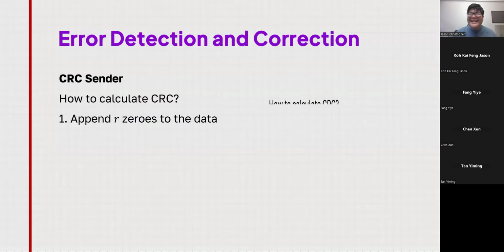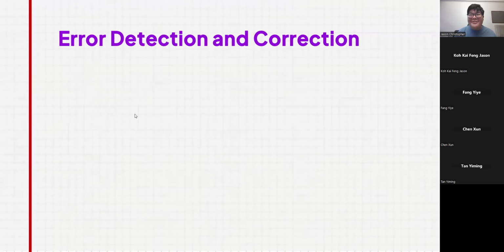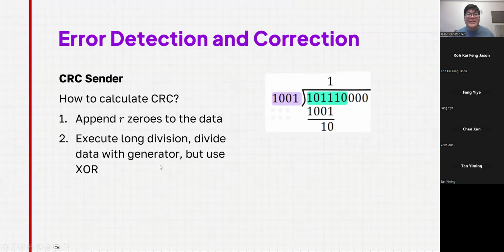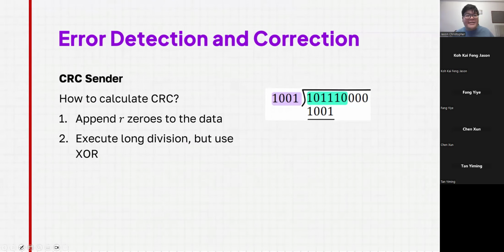Anyways, the first step is to append R zeros to our data. What do we mean by R zeros here? If your generator is 4 bits, then you have to append 3 bits of zeros to the end. So we append the number of bits in the generator minus 1. That's the first step.